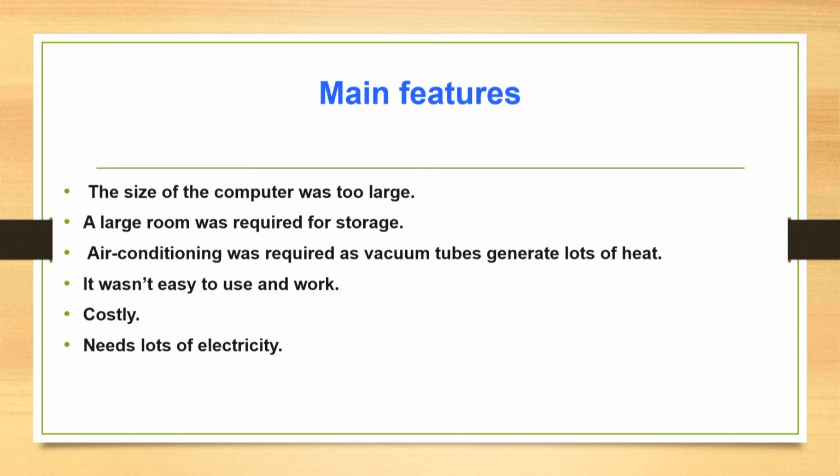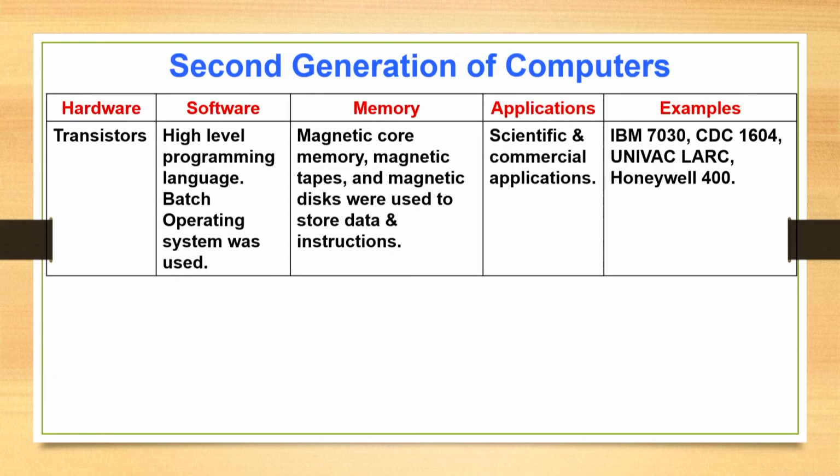It needs lots of electricity, and could solve one problem at a time, because everything that you want to execute has to be given to the operator in a punch card. So, these were the characteristics, or you can say features, of the first generation computers.